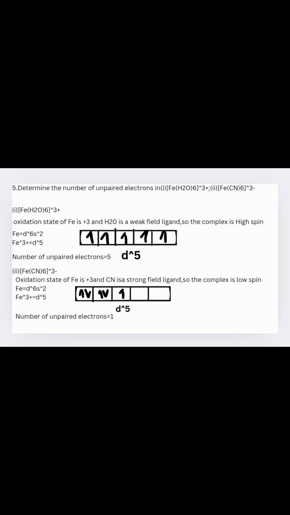Second, [Fe(CN)6]3-. Oxidation state of Fe here is +3 and CN is a strong field ligand. So, the complex is low spin. Fe is d6s2, Fe3+ = d5. So, the number of unpaired electrons is 1.